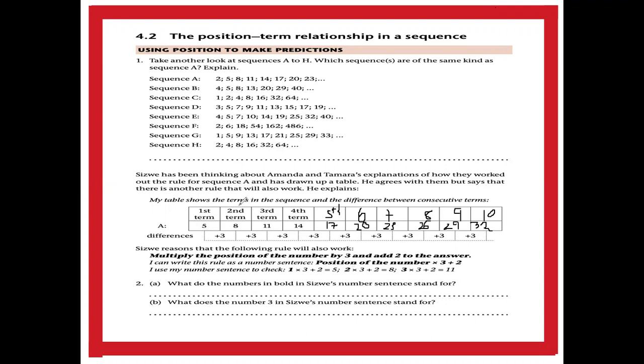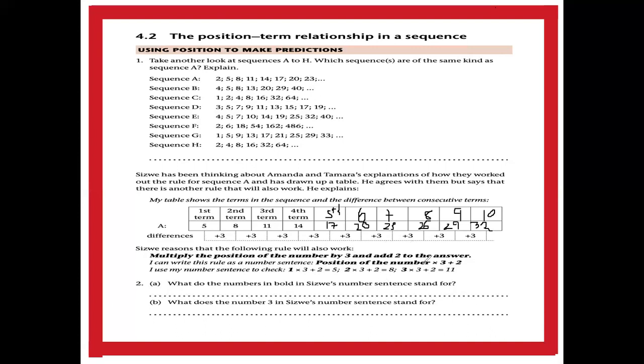Now we're looking at the second term. 2 times 3 gives us 6, plus 2 gives us 8. Then the third term, we look at 3 times 3, so 3 from the third term, times 3 gives us 9, plus 2 gives us 11. Okay, so how this works is you find the difference between each term, because I'm sure at some stage you'll be asked to write the answer as a number sentence.